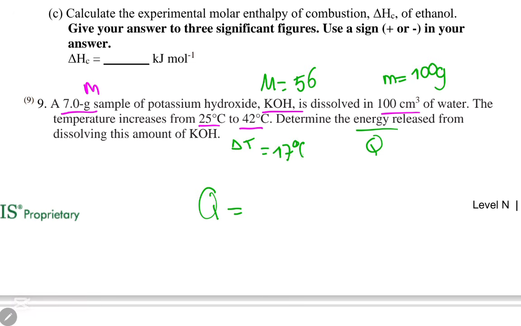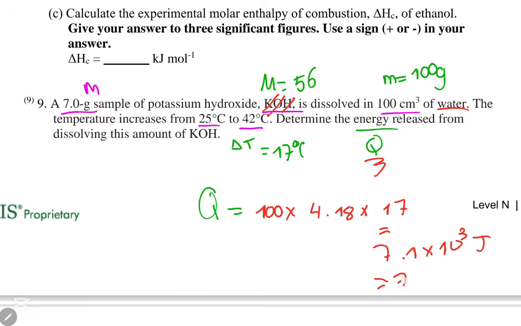Now, when we're finding Q, we're thinking about the reaction. In this case, what is the object that changes temperature? It's not KOH that changes temperature. Instead, it's water. So we're going to take the mass of water, which is 100 grams, multiply it by the C of water, which is 1.48, and multiply it by the change in temperature, which is 17. You're going to get approximately 7.1 times 10 to the power of 3 joules, so 7.1 kilojoules.